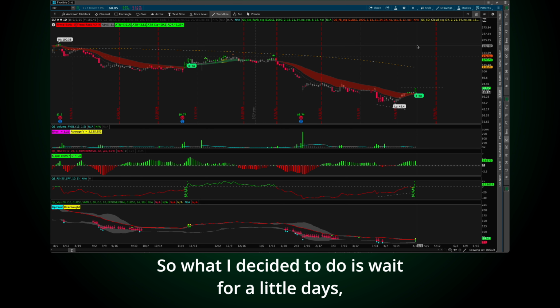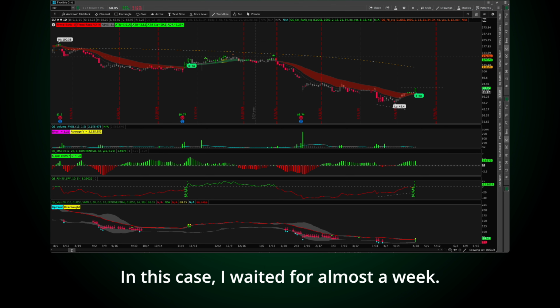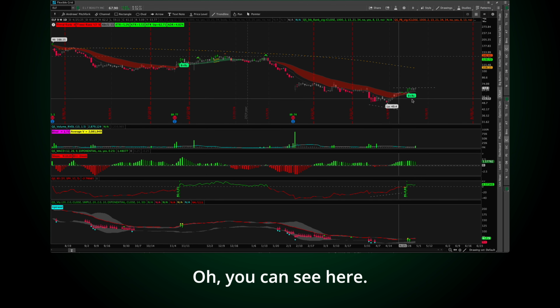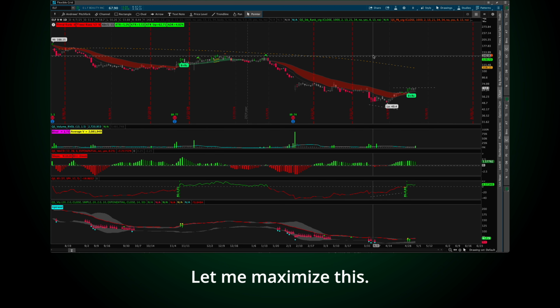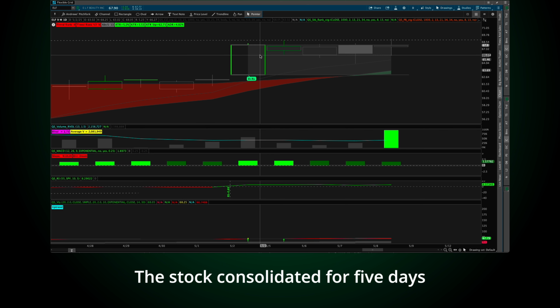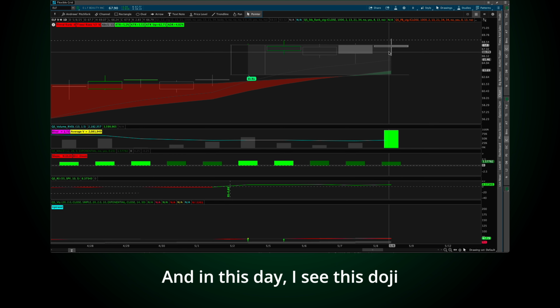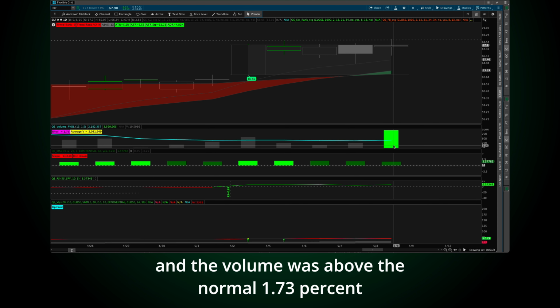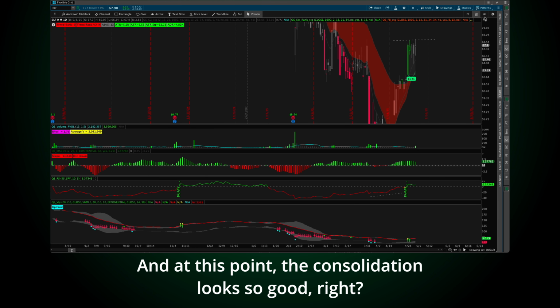So what I decided to do is wait for a few days. In this case, I waited for almost a week. So I moved to May 8th. Oh, wait, you can see here, the stock started consolidating. Let me maximize this. The stock consolidated for 5 days in a very narrow range. And on this day, I see this doji, and the volume was above normal, 1.73%.